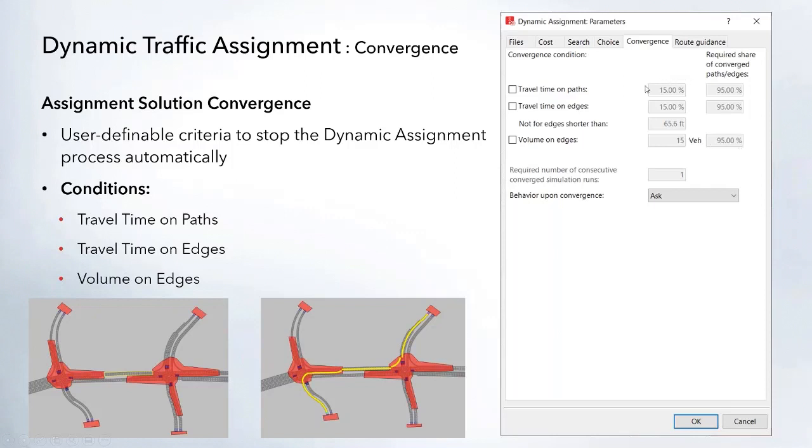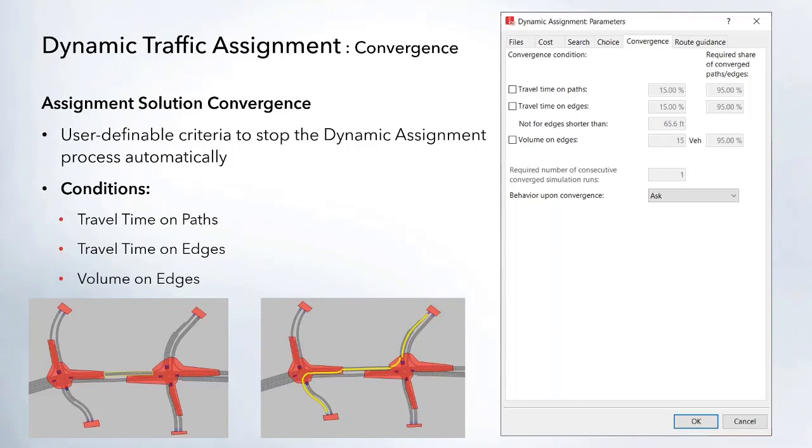And then you can set the additional criteria here in this first column. So for example, if we take a look at the travel time on path, this would mean that 95% of paths would have no change, and 15% wouldn't have a change in travel time. And it's the same thing for the edges. And then you can also look at volume on edges based on the number of vehicles rather than a percentage.